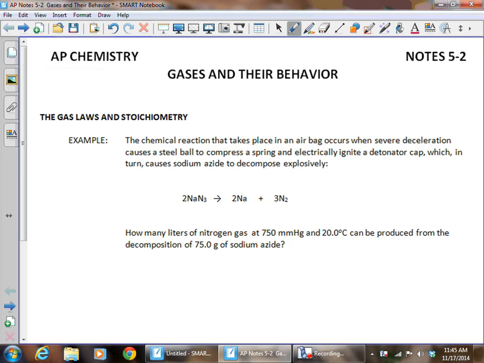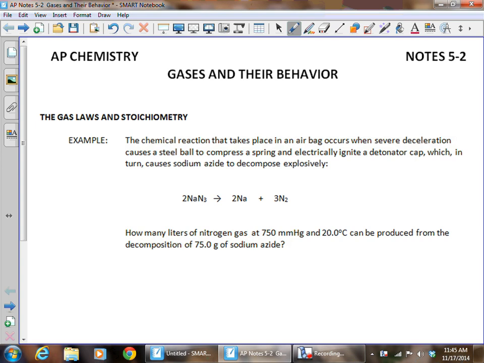So today we want to extend our discussion of gases and the gas laws and show a couple of applications for how we can use these gas laws in other types of problems. For instance, how could this play out if we were dealing with the gas laws in stoichiometry? Look at this first example.